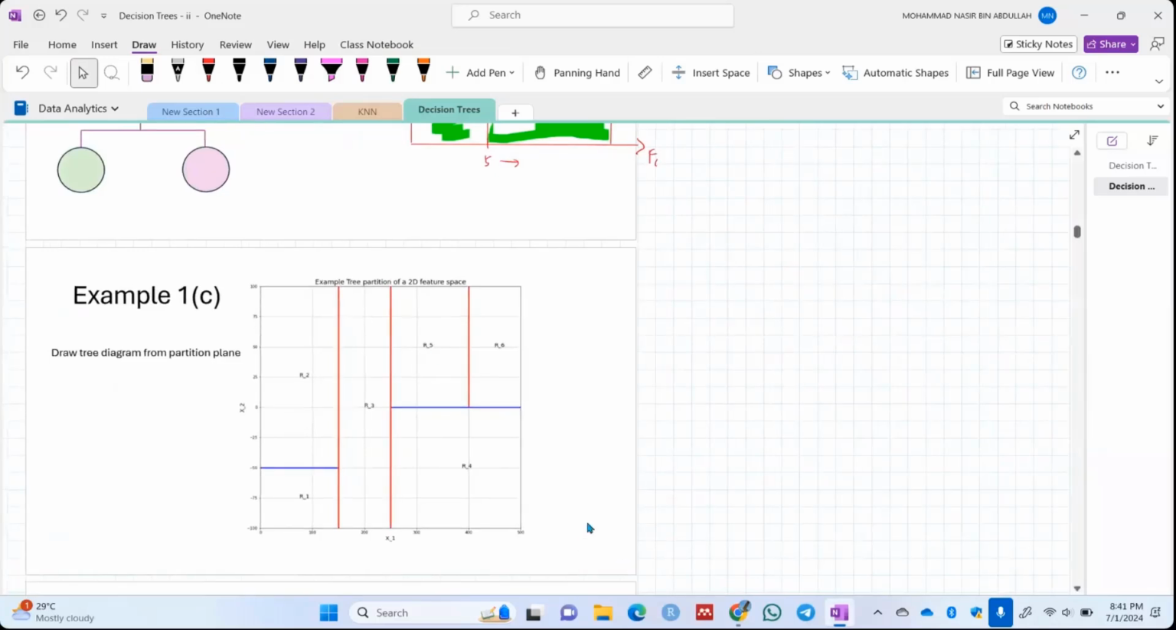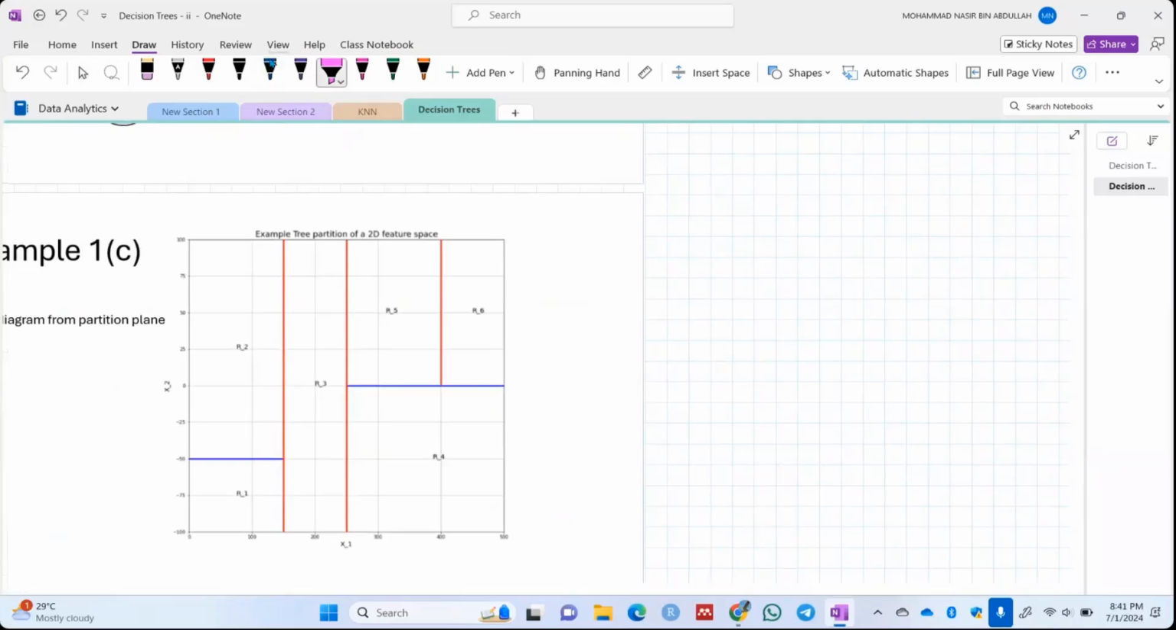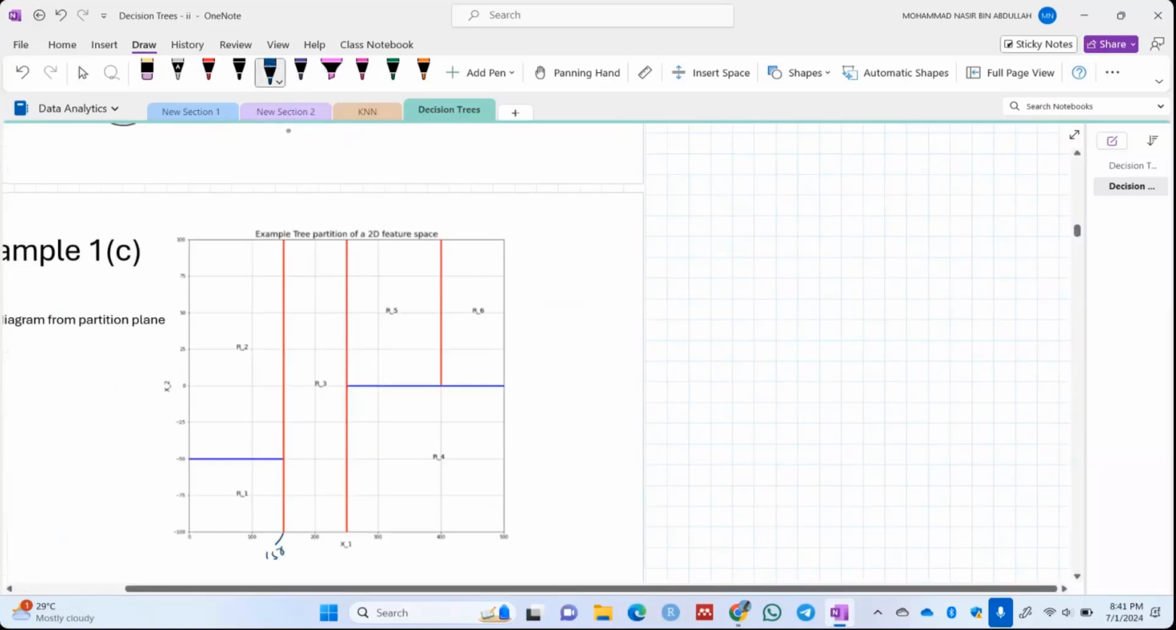Now let's look at this one. We have two completely separated areas, right? Maybe this is 150 and this is 250. This is negative 50. This is 0 and this is 400. Let's choose this one as a separating point, which is the root node. So this is x1 and this is x2.